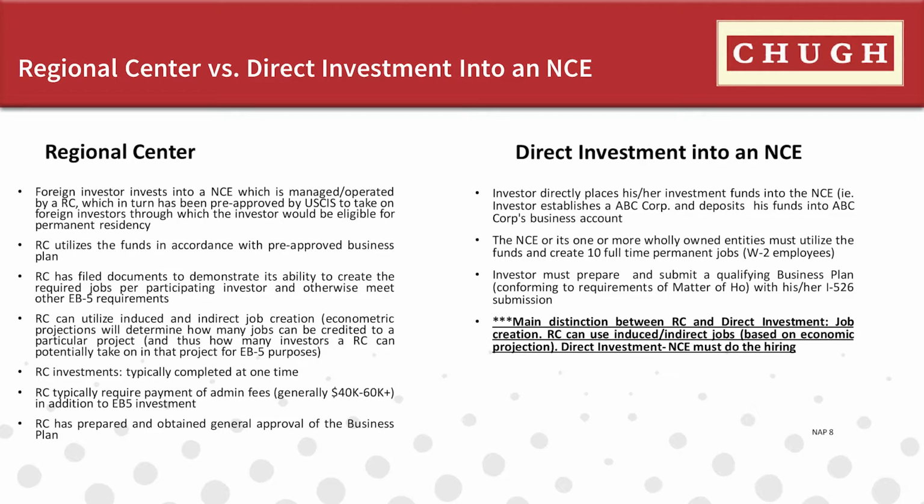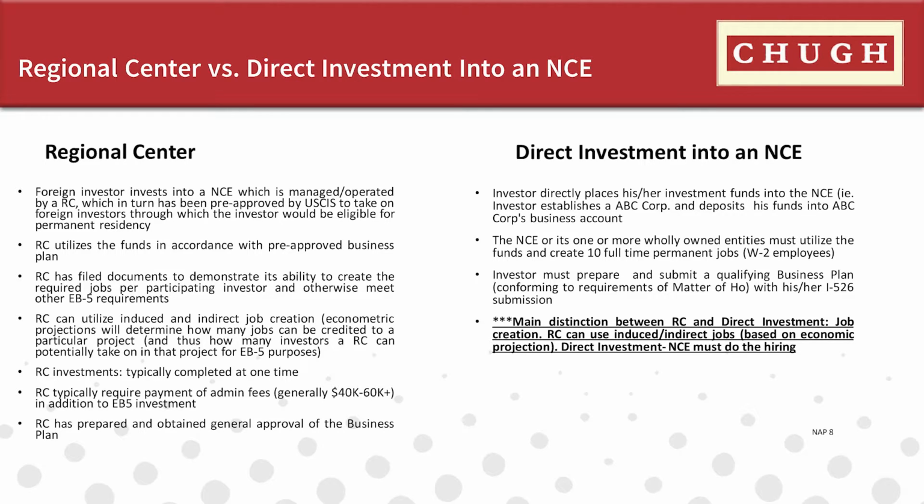The regional center has also filed documents to demonstrate its ability to create the required jobs, to take on participating investors, and otherwise meet the other EB-5 requirements. The regional center here utilizes induced and indirect job creation. That is, economic projections will determine how many jobs can be credited to a particular project, and thus how many investors the regional center can potentially take on for the project for EB-5 purposes. Investment here is typically completed at one time.